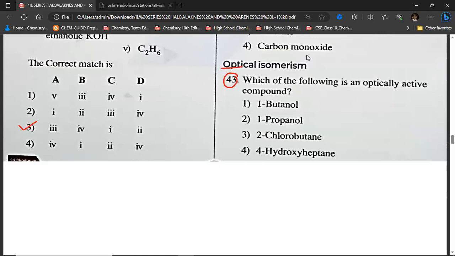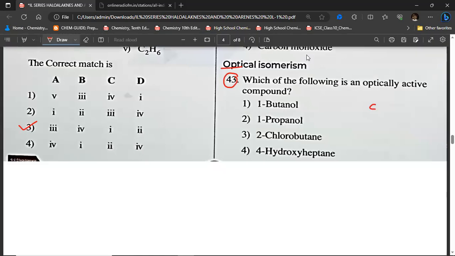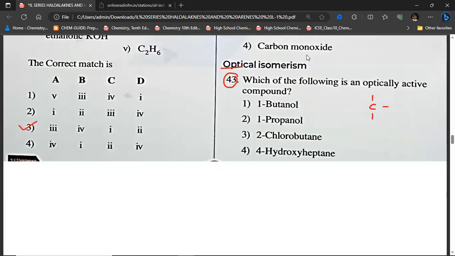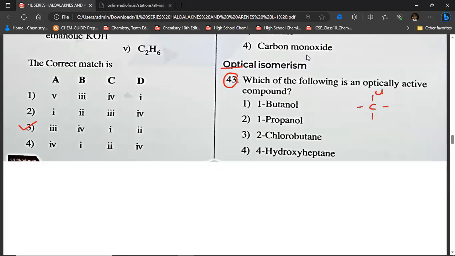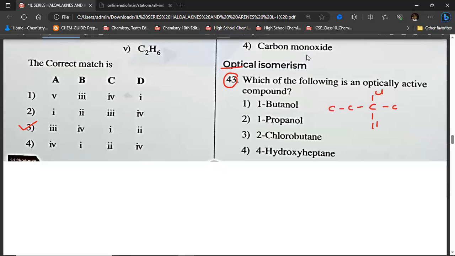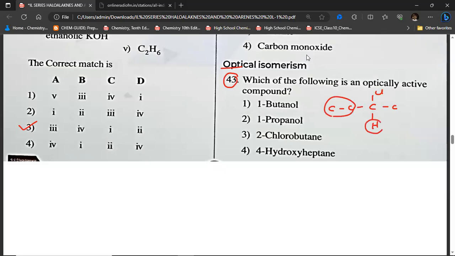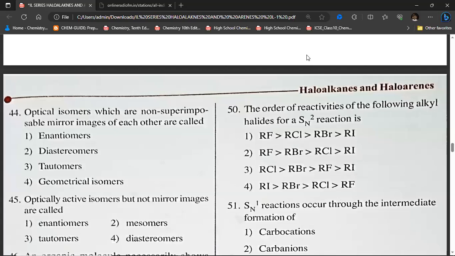So for optical activity, all the groups around the carbon should be different. Take 2-chlorobutane: automatically you will get different groups around it. Ethyl group is on one side, hydrogen is on one side, methyl group is on one side, chlorine is on one side. 2-chlorobutane satisfies the needs of optical activity of the compound given in the question. So for 43, the third option is the right option.